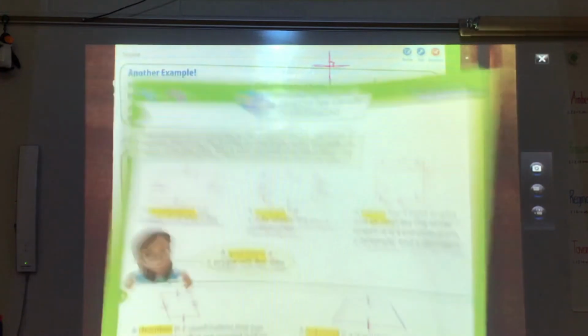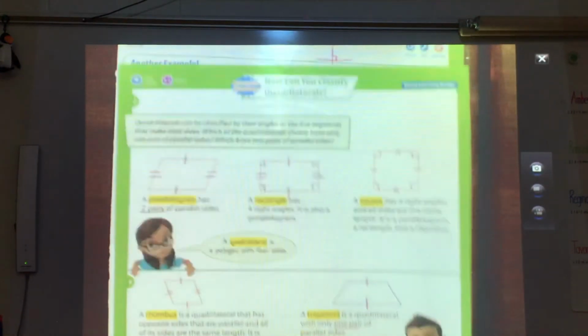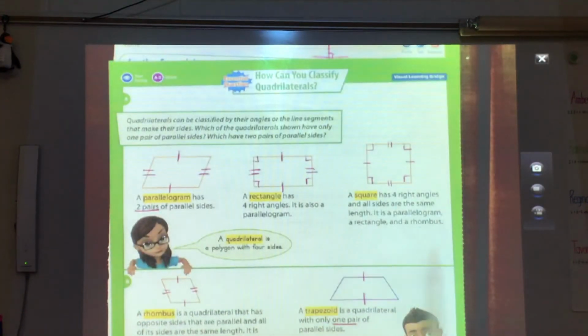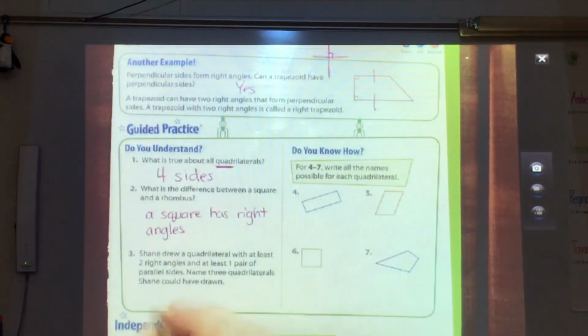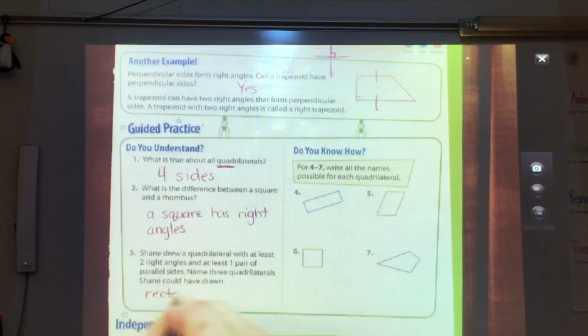So we need at least 2 right angles. And when we look at our chart, the only 2 that even have right angles on this page are rectangle and square. So those are 2 examples. So we're going to go ahead and write rectangle, square, and we need 1 more.